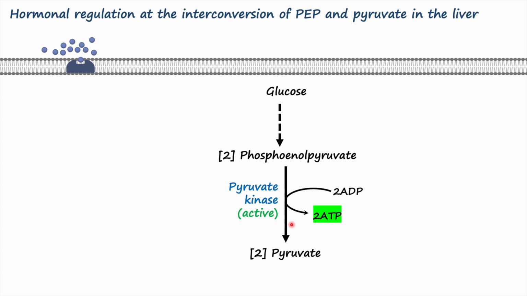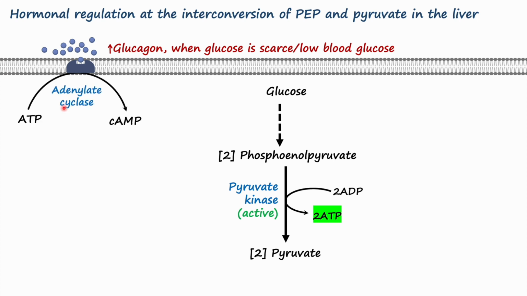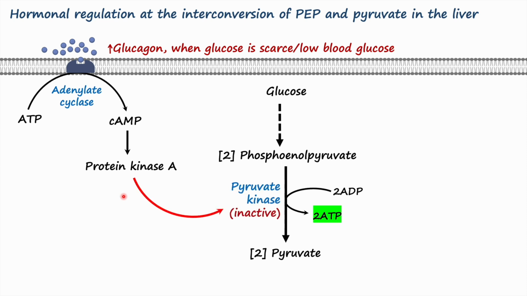Now consider a situation when blood glucose is scarce, or the blood glucose level is low. In that case, the level of glucagon rises, and the increase in glucagon can activate adenylate cyclase, which catalyzes the conversion of ATP into cyclic AMP. The increase in cyclic AMP then activates cyclic AMP-dependent protein kinase A. If you remember, the main function of a kinase enzyme is to add a phosphate group on a protein, so protein kinase A inactivates pyruvate kinase by phosphorylating it.